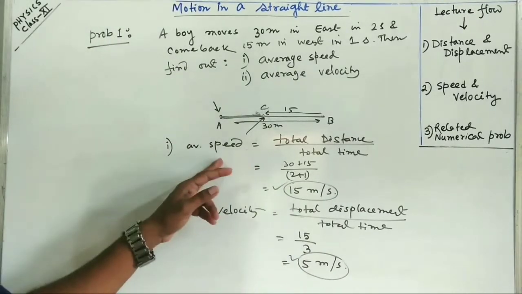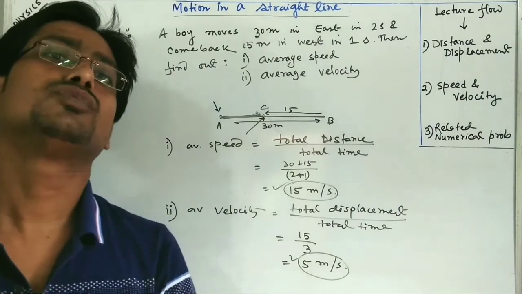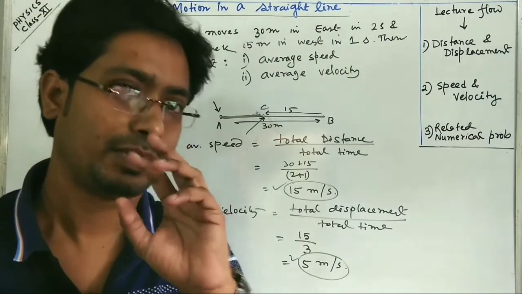So average speed will always be greater than the average velocity. Sometimes it will be equal when it moves in a straight line and in a particular direction.